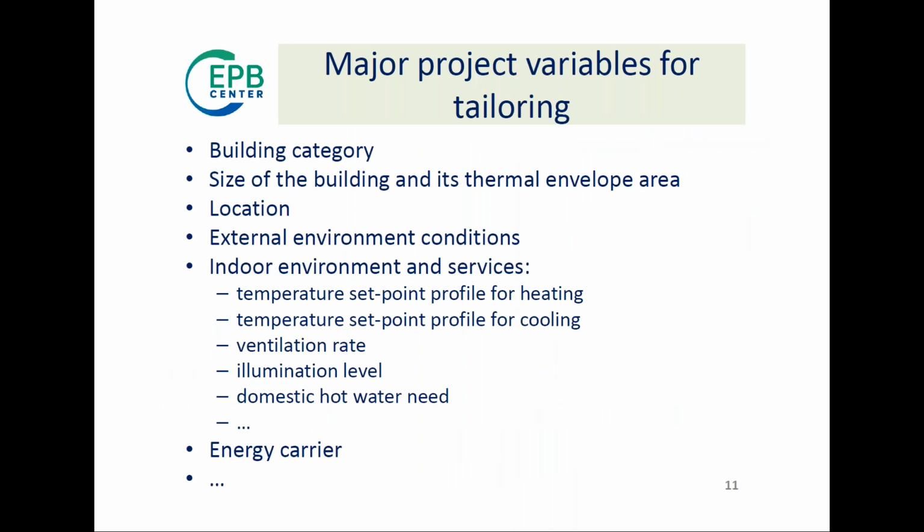So which variables can be considered for tailoring? The building category, is it a dwelling or an office or a sports facility, etc.? This will of course determine occupation densities and internal gains, and as a result the requirement will be different. As indicated before, geometrical features of the building itself, the location, if in a country there are different climatic zones that will influence, or the altitude above sea level, which sometimes is a variable which determines the external environmental conditions, temperature and solar radiation, and then the indoor requirements and services. What are the temperature set points for heating and cooling? What is the ventilation rate, illumination level, how much domestic hot water is needed? All this will determine the numeric value of the requirement or the reference. And also sometimes not all energy carriers are available on all locations. That may be taken into consideration, as well as still other variables.